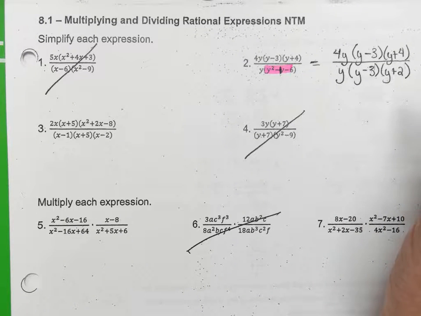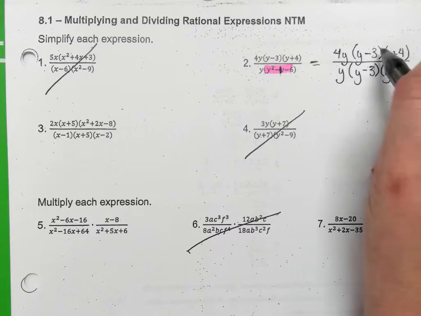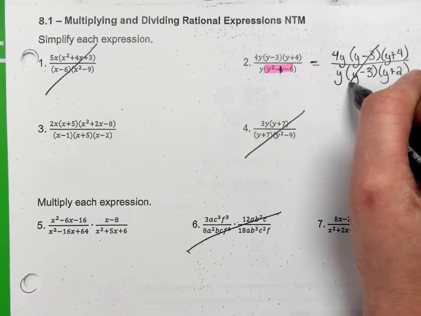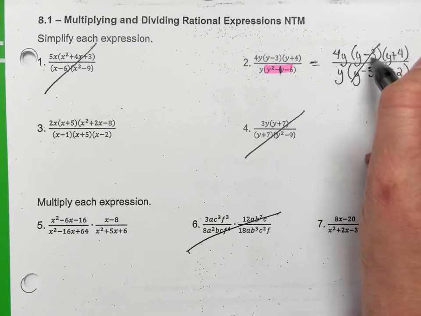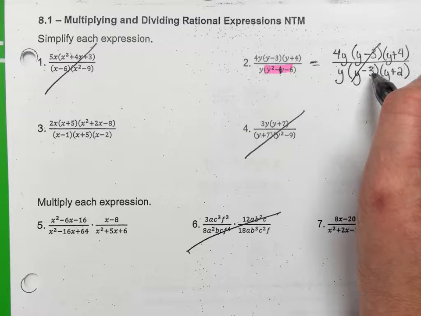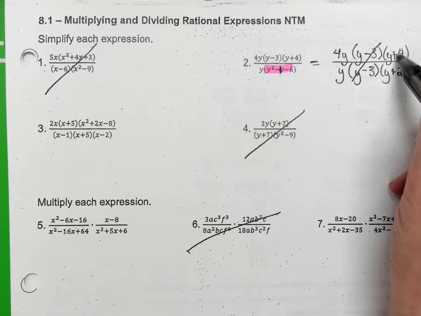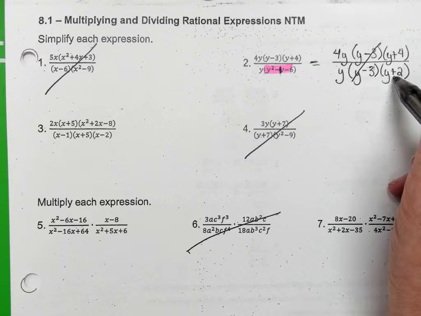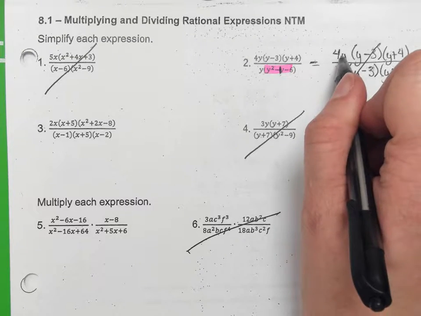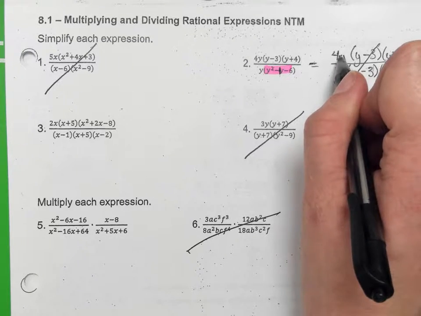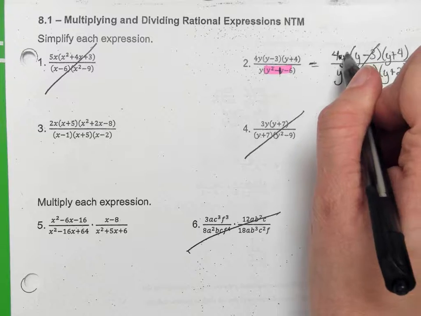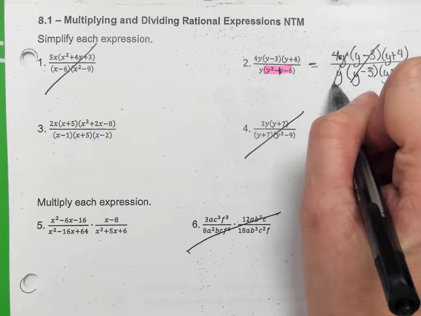Alright, now if they're exactly the same on top and bottom, anything divided by itself is 1. Y minus 3 divided by y minus 3 is 1. So notice how these two are not exactly the same. When they're addition and subtraction, the rules are very, very strict. But right here, we're multiplying. So if you see you're multiplying 4 times y, those you can cancel because you're multiplying.